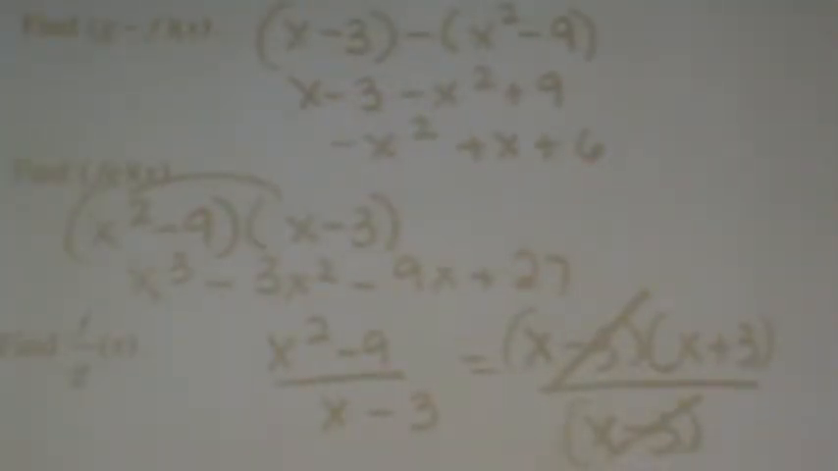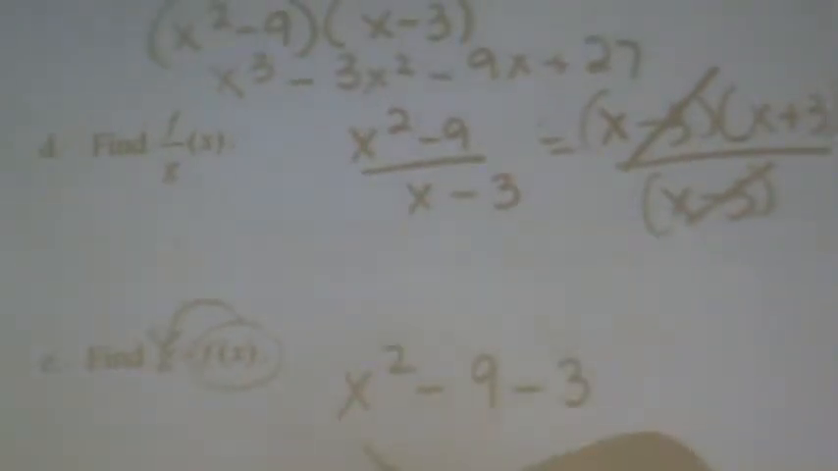Now the domain for this one, the domain for the previous ones were all real numbers. Okay? But the domain for this one is all real numbers except 3. You can't have a 3 here because it's a fraction.